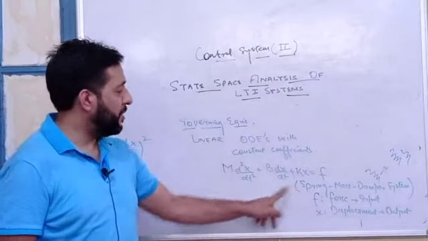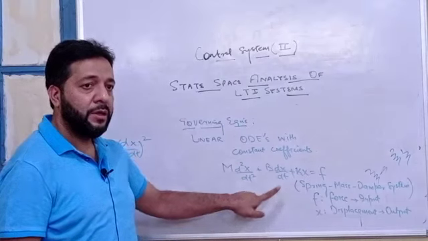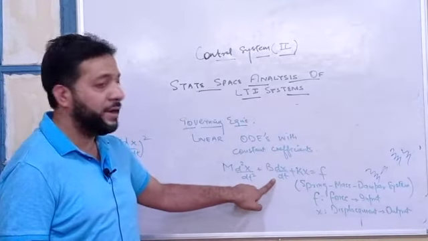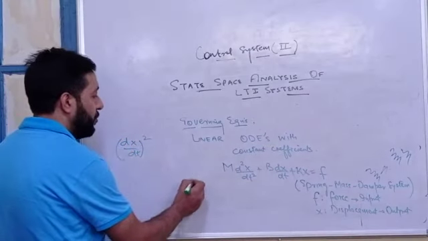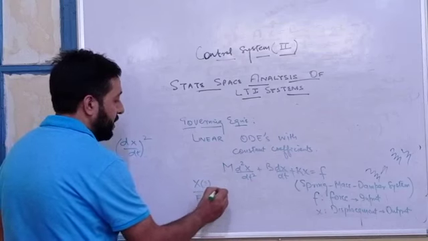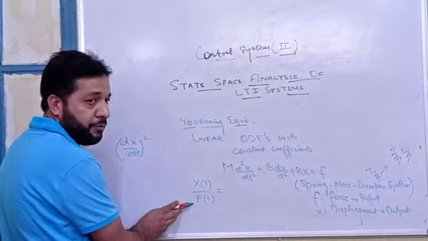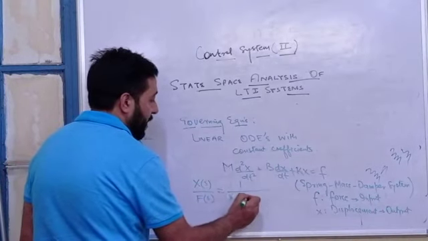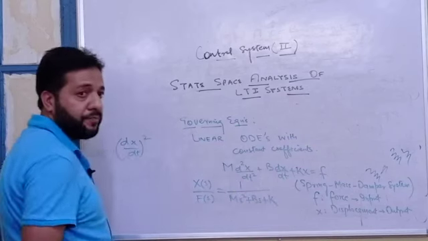How do I obtain the transfer function of the system? We'll apply Laplace transform on both sides, assuming zero initial conditions, and you will get the transfer function of the system. If we follow the proper procedure, we'll get Xs upon Fs, that is the ratio of the Laplace transform of the output variable to the Laplace transform of the input variable. This will be 1 upon ms square plus bs plus k.